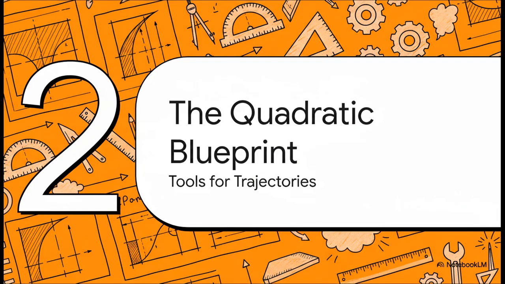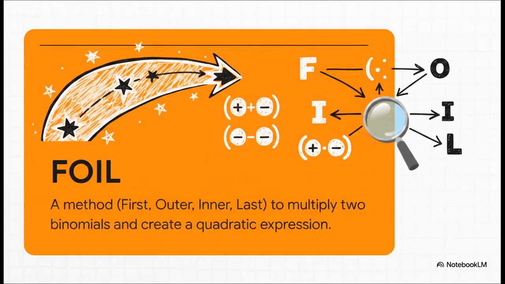All right, part 1. Time to build our toolkit. I want you to think of these next few concepts as the essential blueprints you're going to need to build and take apart any trajectory you come across. First up is FOIL. It's really just a handy checklist for how we build a complex quadratic path from two simpler pieces. So let's say we have x plus 3 times x minus 5.